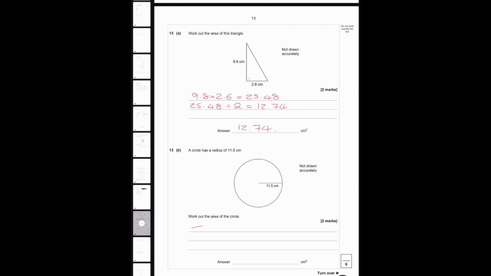The next part of our question says the circle has a radius of 11.5 centimeters. Work out the area of the circle. When we work out the area of a circle, we use pi r squared, which means our radius squared. Our radius is 11.5. So pi times 11.5 squared, and this is something that we can put straight into our calculator, which gives us 450.48 centimeters squared, so our answer is 450.48.